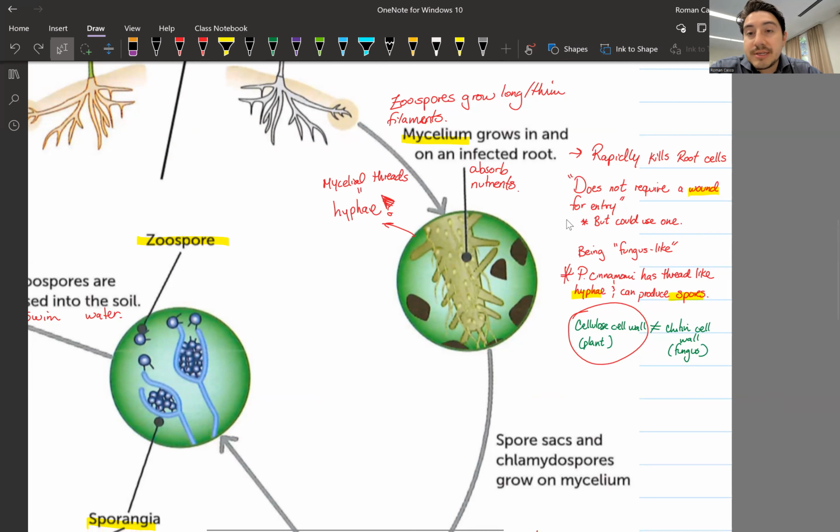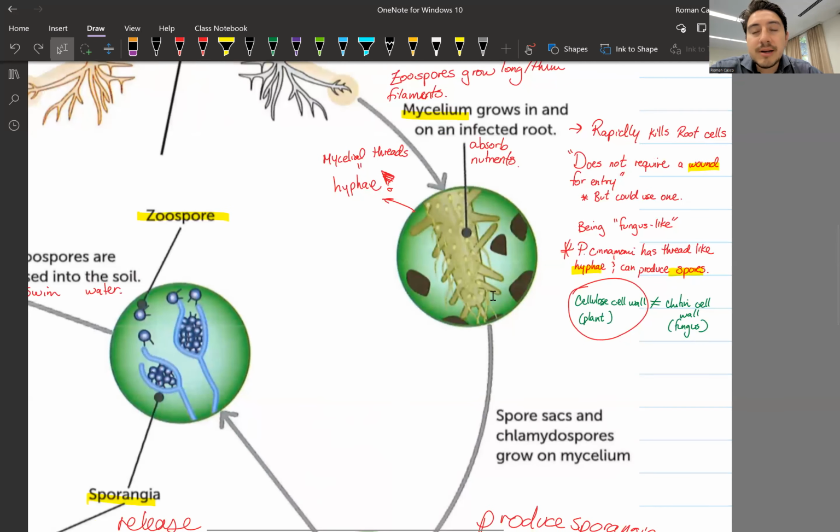What's interesting about this case is that you don't necessarily need a wound as the port of entry. It can attach itself from the surface. That's enough. But it doesn't mean that it can't take advantage of any type of physical damage. Having a wound does enhance the whole infection situation there.